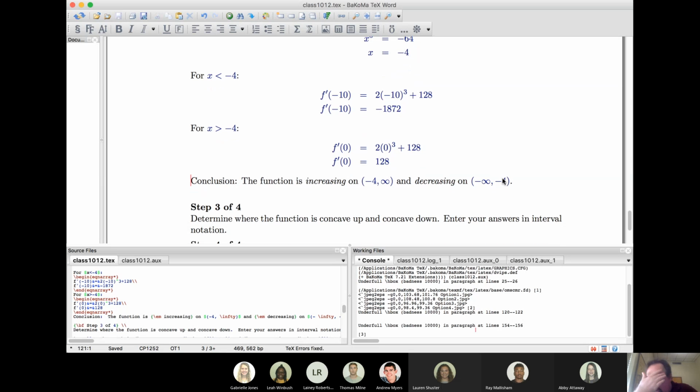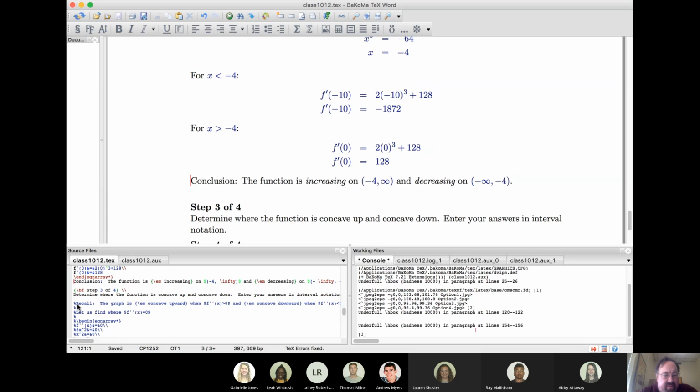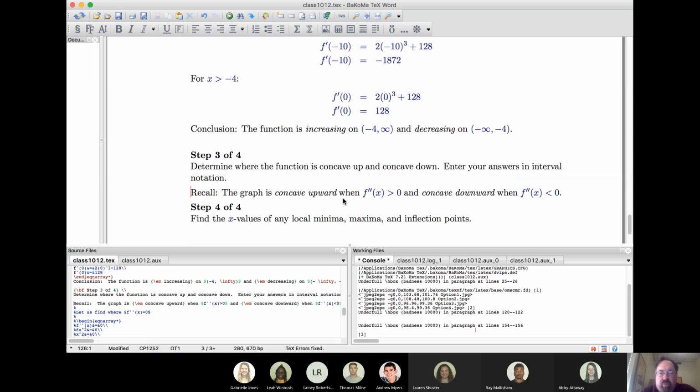Now, the next step is going to be the exact same process, only applied to the second derivative to determine concave up versus concave down. So concave up or upward if its second derivative is positive, concave down if it's negative.